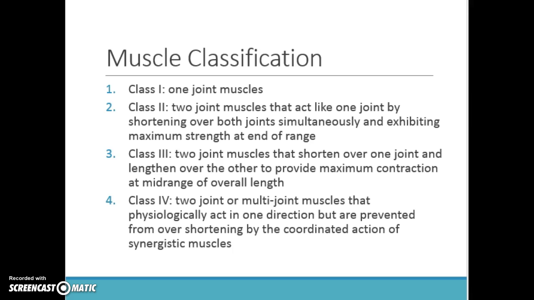Class 4 muscles are two-joint or multi-joint muscles that physiologically act in one direction but are prevented from overshortening by the coordinated action of synergistic muscles. Examples of this include biceps, finger flexors, and finger extensors.